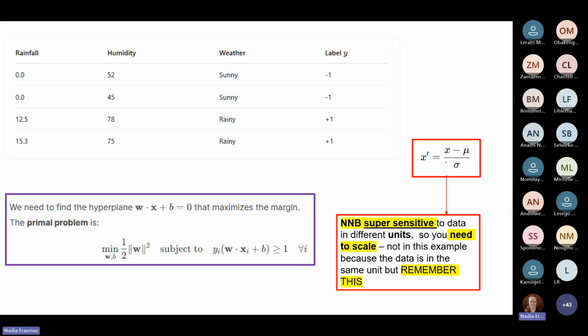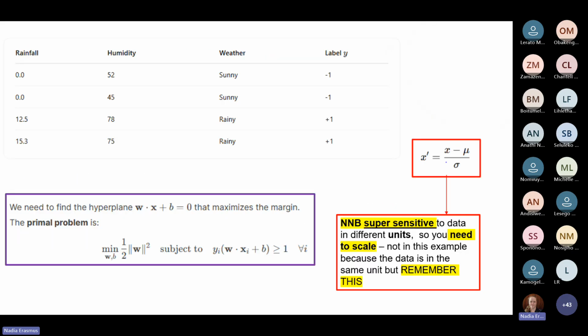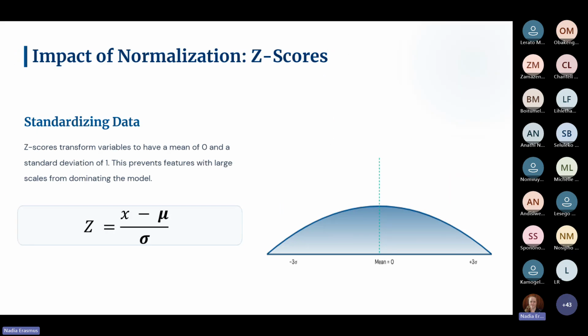Okay, so you're going to see that it's sensitive to the units. So we're going to need to scale data. So rainfall and humidity especially, we need to scale it so that it's between 0 and 1, or otherwise -1 to 1, so that it's scaled. Okay, so how do we scale it? We scale it by using normalization.